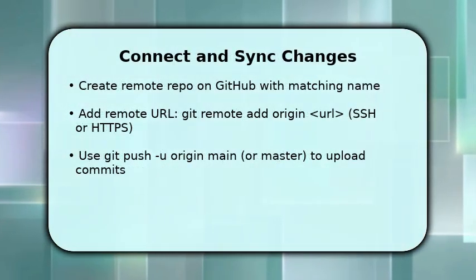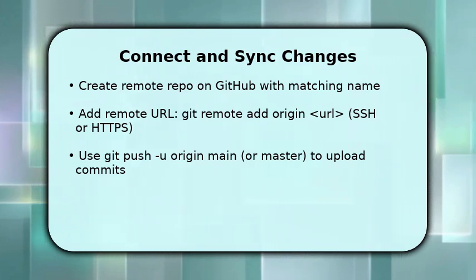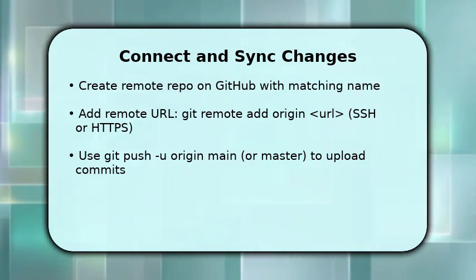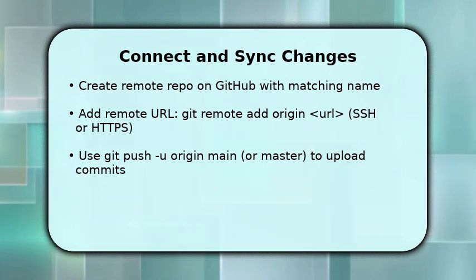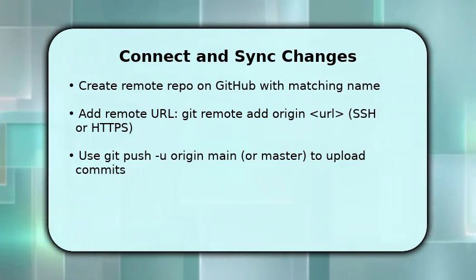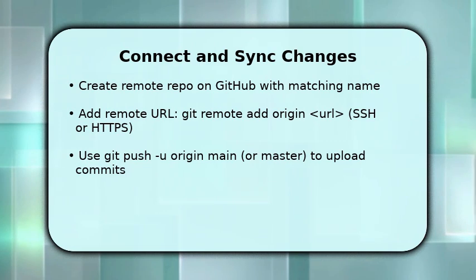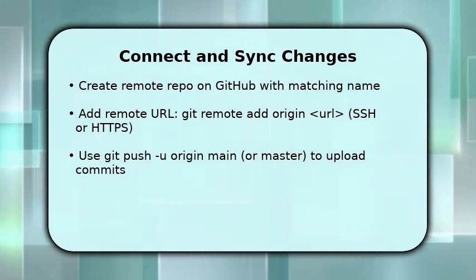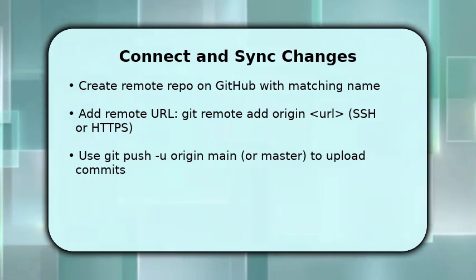Next, create a remote repository on GitHub with a clear name, then connect your local repo to it. You do this by adding a remote. git remote add origin followed by the SSH or HTTPS URL. Make sure your branch name matches the remote's default. Rename to main if necessary.